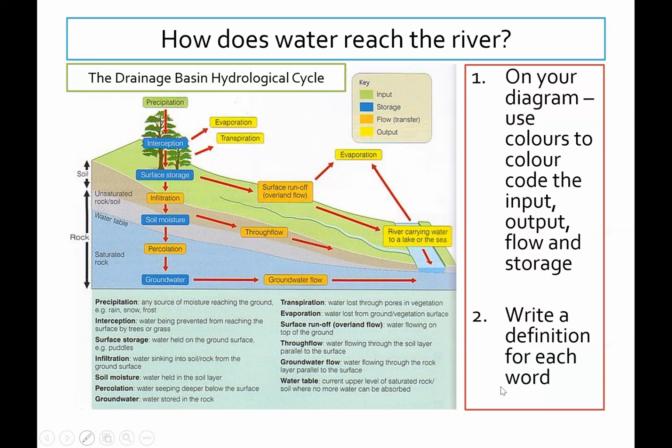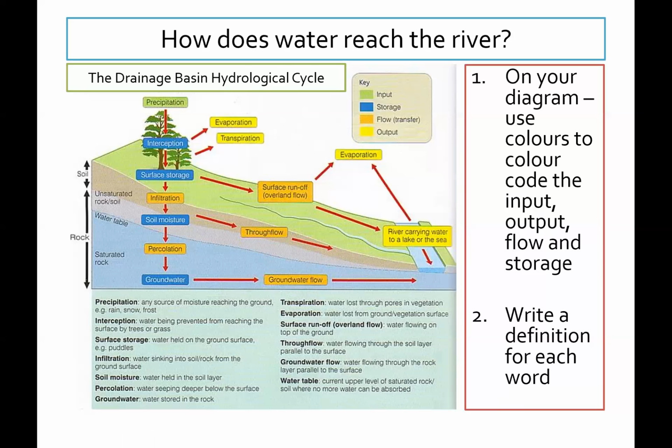I'd then like you to have a go at writing a definition for each of those key terms. So what does input mean? What does output mean? What does flow mean? What does storage mean? Some of these words on the diagram might also be quite new to you. If you don't know what they mean or you're a bit unsure, then use what's below here to write a definition for those key terms. I will be giving you a quiz at the end of this based on key terms, so make sure you know them. If you're unsure, definitely write them down.